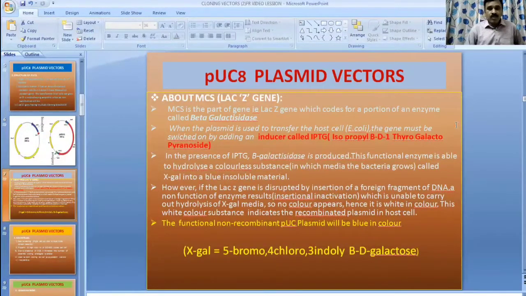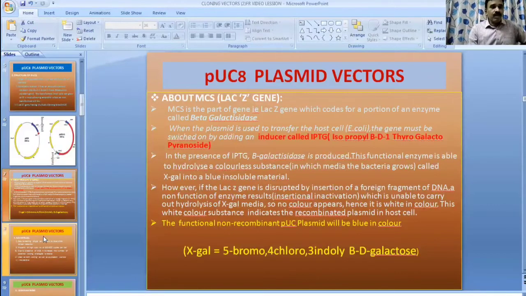If the recombinant DNA is produced in the media, the color is white. If the recombinant DNA is not produced by the vector, the color of that media becomes blue. Okay. So what is that media? It is called X-gal media. X-gal is 5-bromo-4-chloro-3-indolyl-beta-D-galactoside. So this is a very important phenomenon which you have to understand when you study plasmid vectors.